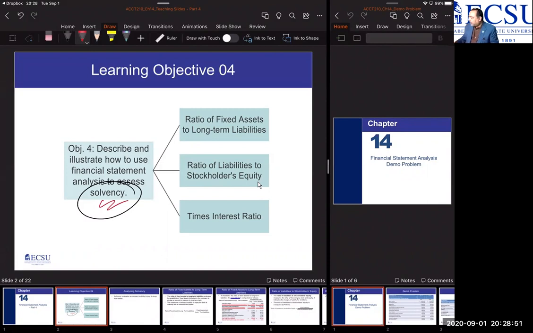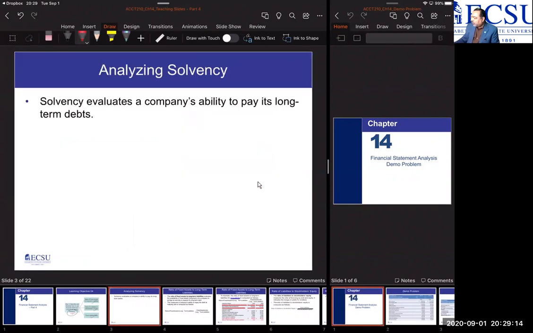So the first ratio we'll be talking about is the ratio of fixed assets to long-term liabilities. And then the second would be the ratio of liabilities to the stockholders' equity, and the times interest ratio. So those are the three ratios that I will be talking about in this presentation. So let's move ahead with the solvency.